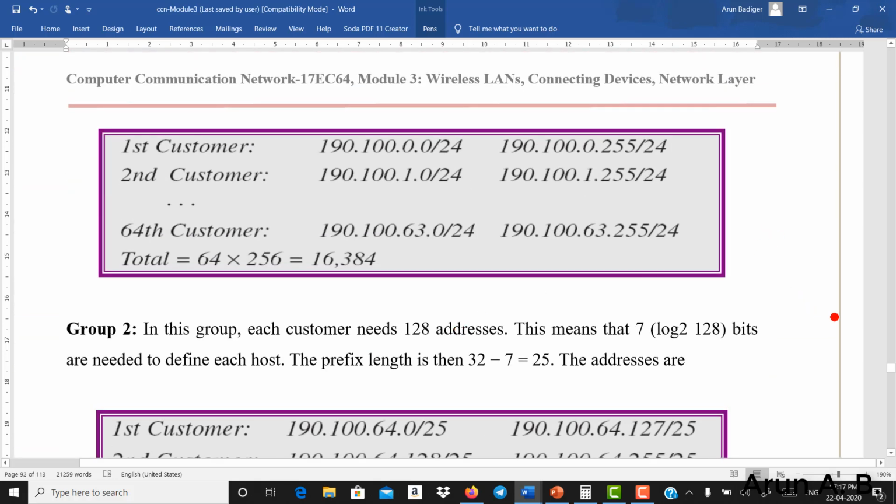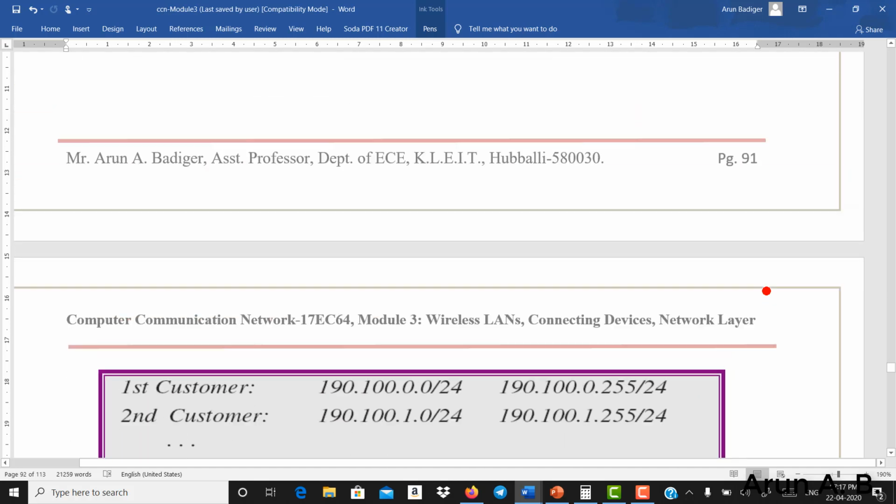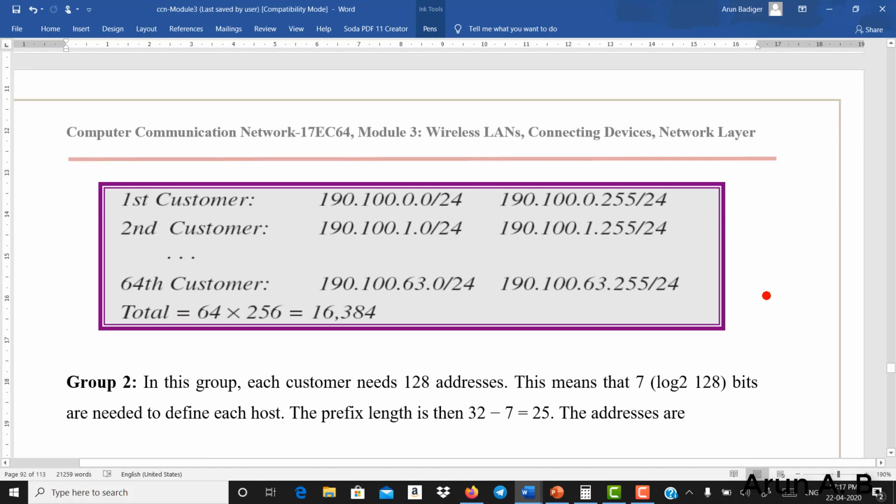As we have discussed, in group 1 we had 64 companies, that is IT companies. In each IT company we had a requirement of 256 IP addresses. Therefore it was from 0 to 255. Similarly, the second company will have 0 to 255. Again, the last, 64th company will be 63.0 to 63.255, as we have discussed, and this will be the total number of IP addresses.